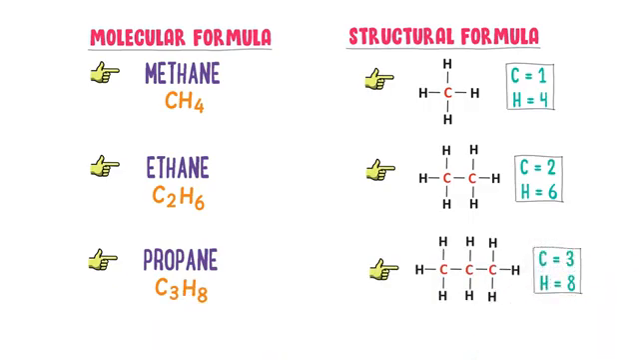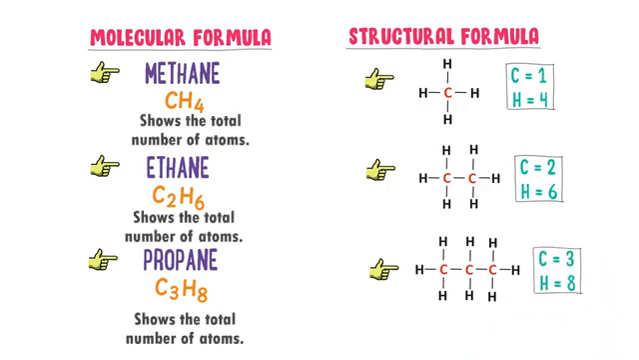Therefore, note it down that molecular formula shows the total number of different atoms present in a molecule. For example, the molecular formula of propane is C3H8, and it shows that there are 3 atoms of carbon and 8 atoms of hydrogen present in a single molecule of propane.